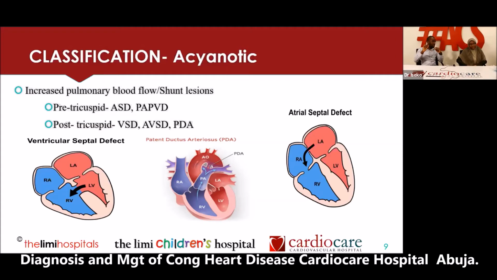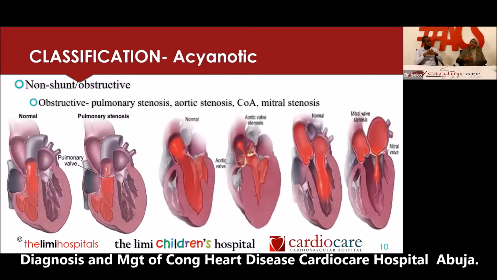Okay, now you said that in the acyanotic type, the pulmonary blood flow can be increased. Yeah. That means it can also be decreased. It can also be. Does one have a better prognosis compared to the other? Yes, the obstructive lesions have a better prognosis, but it also depends on the degree of obstruction. If it's a mild obstruction, they could go on for several years before ultimately coming down with features and complications. But for the severe obstruction, they can present even earlier than this.